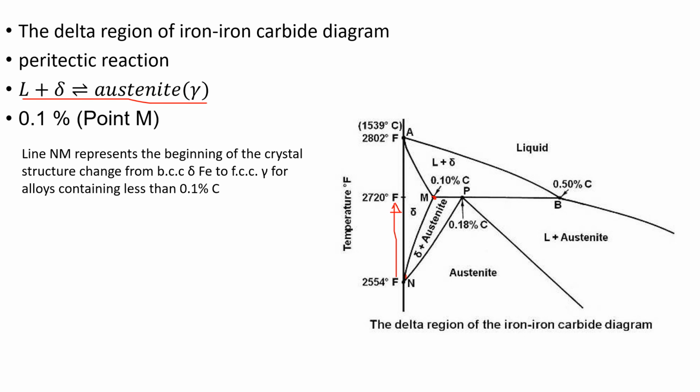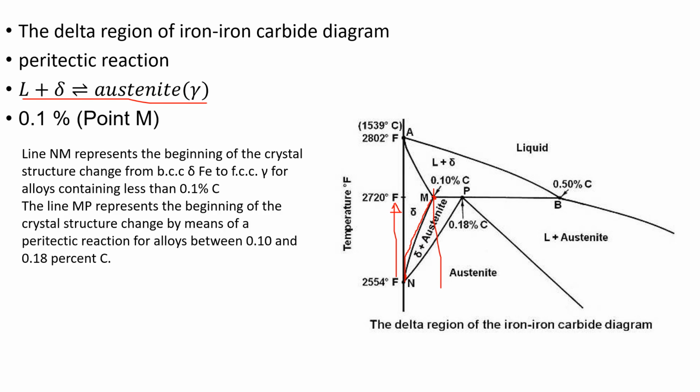This is the line NM, the line N to M. If we draw a horizontal line and a vertical line, this region represents the solution of carbon less than 0.1%. The line MP, the horizontal line MP, represents the beginning of the crystal structure change by means of a peritectic reaction for alloys between 0.1% and 0.18% carbon.